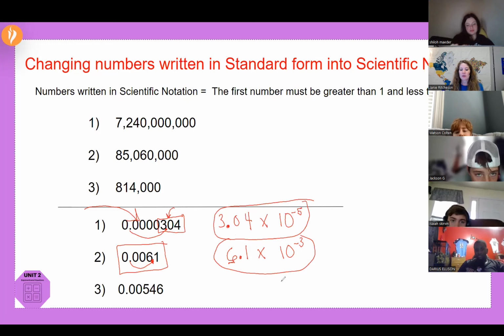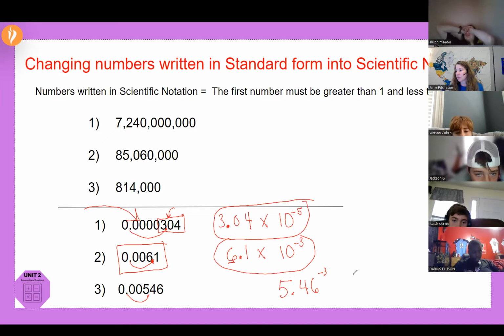All right, number 3, we're going to start with 5.46. A lot of times, this is what people do year after year. Okay, common mistake. People will do this, right? They'll count correctly, 1, 2, 3, and this is what they'll write.